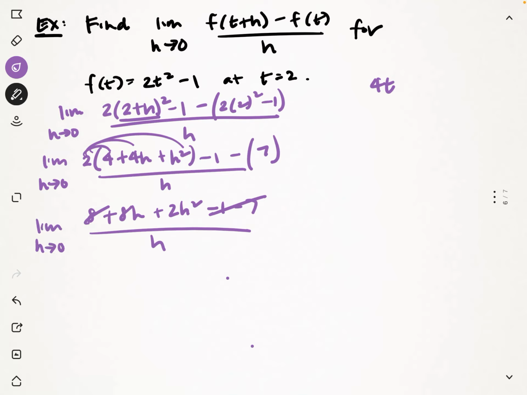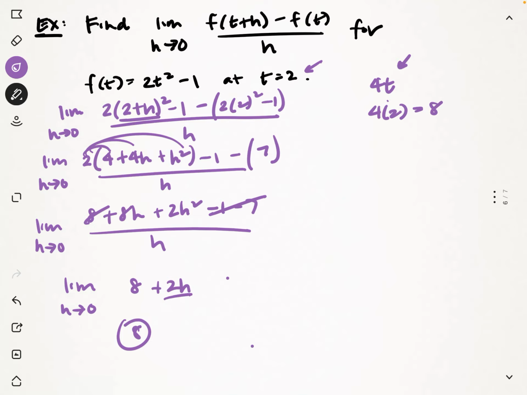Then we get to this part where we only have h's left, which is nice because we know they're going to cancel. So 8h divided by h is 8, and 2h squared divided by h is 2h. Now we're allowed to plug in the limit because we canceled the h in the bottom. So we plug in our 0 here. 2 times 0 is 0. This whole thing is going to be 8. Now let's think about it. If I did my derivative function here, at t equals 2, if I plug in 2, I get the same answer. And I did it in way less time.